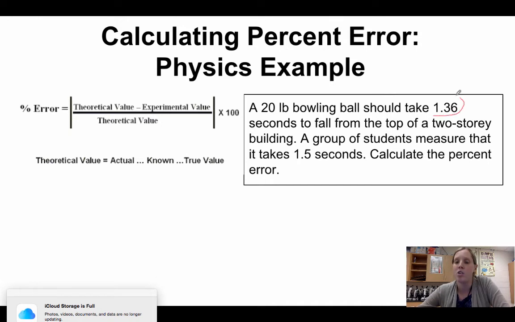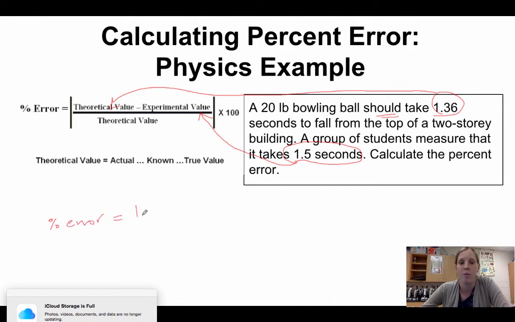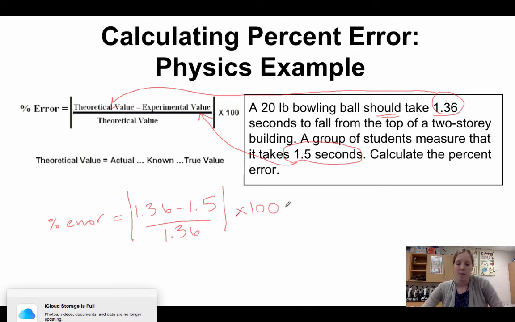Since 1.36 seconds is what it should take, that's my theoretical value, whereas 1.5 seconds is the experimental value, what the students came up with in their experiment. So percent error is equal to 1.36 minus 1.5 divided by 1.36. This is one of those cases where the absolute value bars do matter, because you'll notice this gives you a negative number, and by taking the absolute value we make it positive, times 100. Let me do the math really quick. I get a percent error of about 10% in this situation.